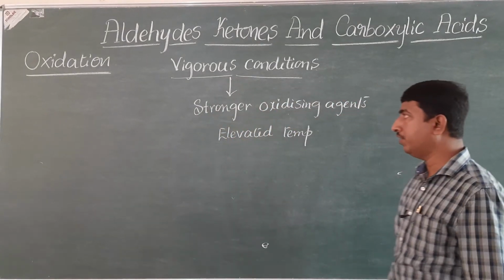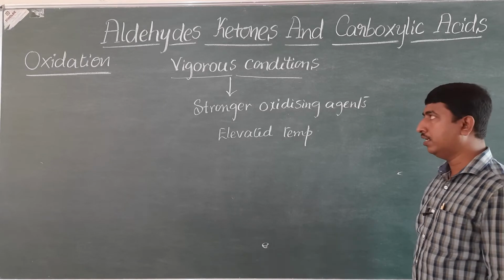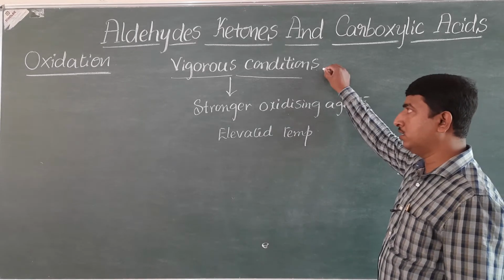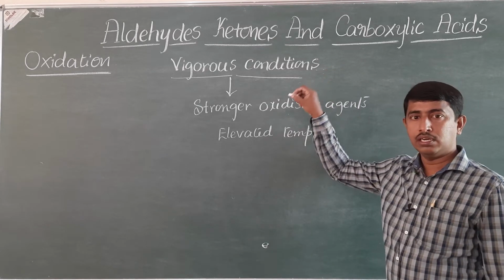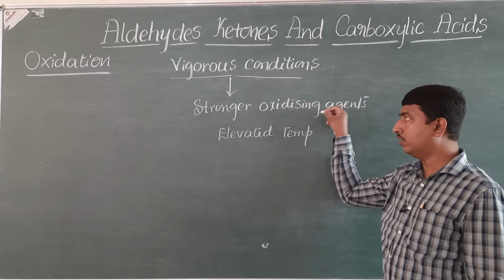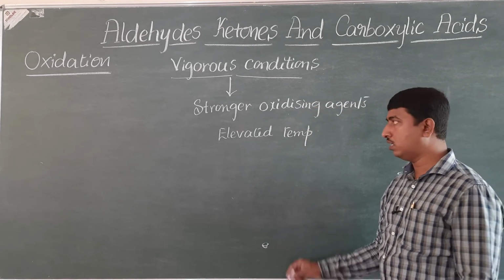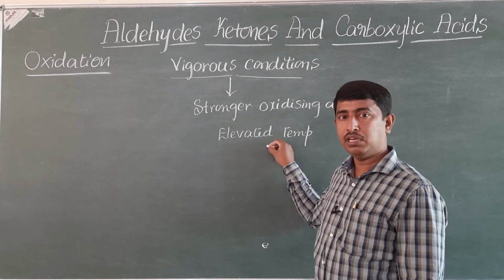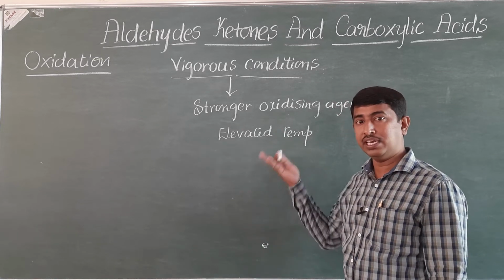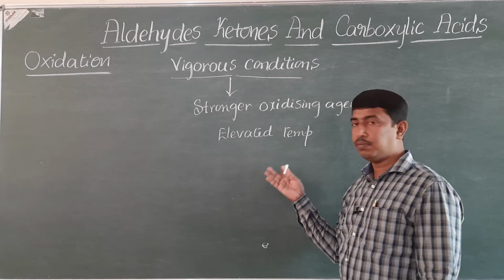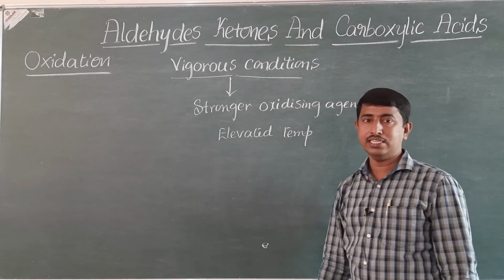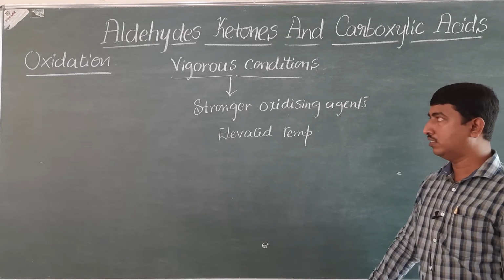So oxidation of ketone takes place under vigorous condition. Vigorous condition means the oxidizing agent taken should be a stronger oxidizing agent. Temperature must be higher. Elevated means increased temperature, so temperature must be very high. Oxidizing agent must be a stronger oxidizing agent.